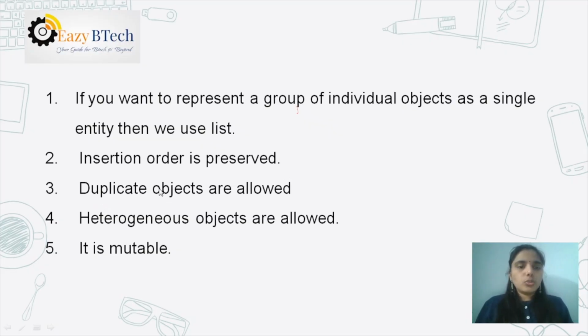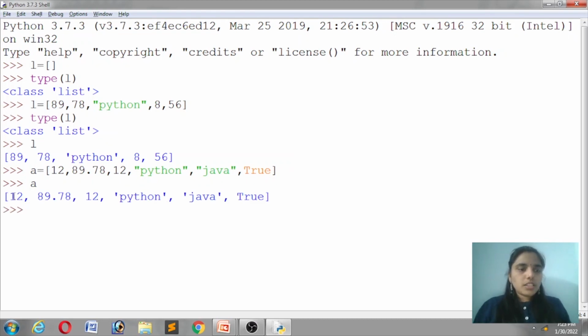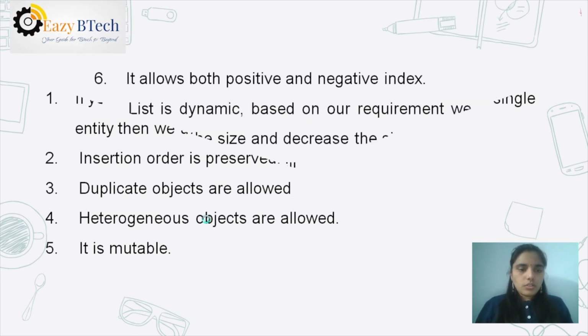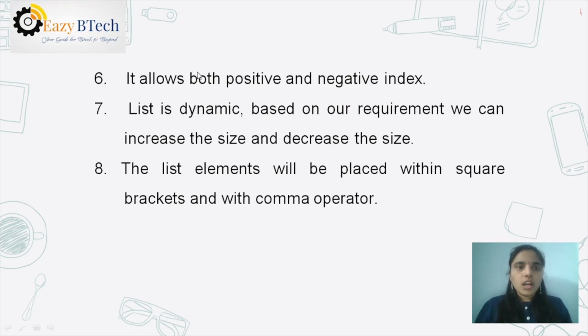And the next one is duplicates are allowed. Here I am taking two duplicate values, that is, 12 and 12. Let's print this A value. So duplicates are allowed, heterogeneous are allowed, and insertion order is preserved in list. Mutable, I will tell you later what is mutable. It allows both positive and negative index.